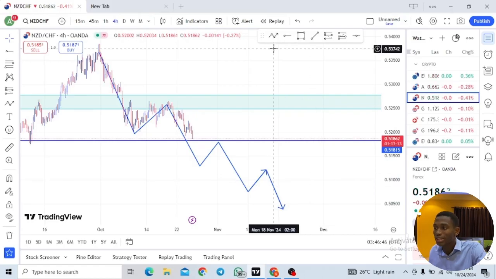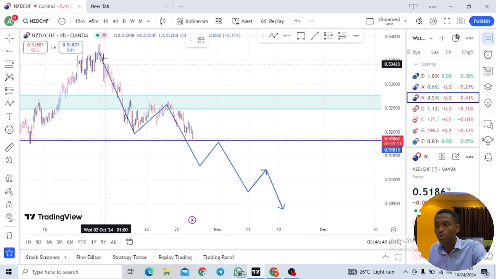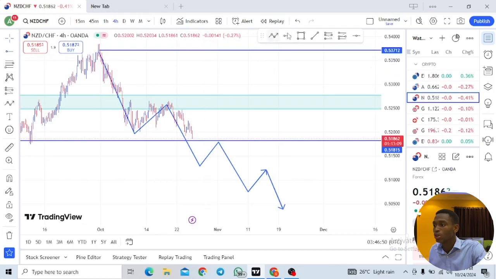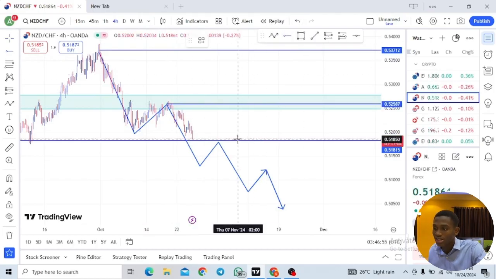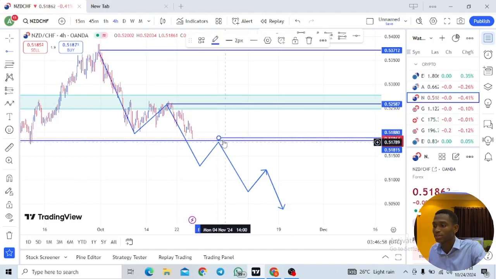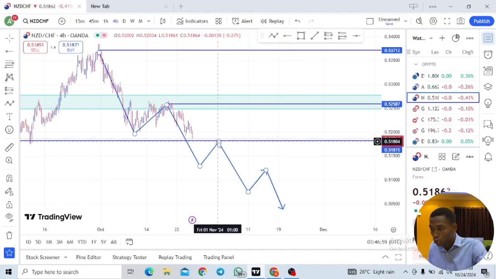You don't want to be getting in for buys. Rather, you want to be getting in for sells here. So this is your next sell level. This level is where you should be getting in for a sell.